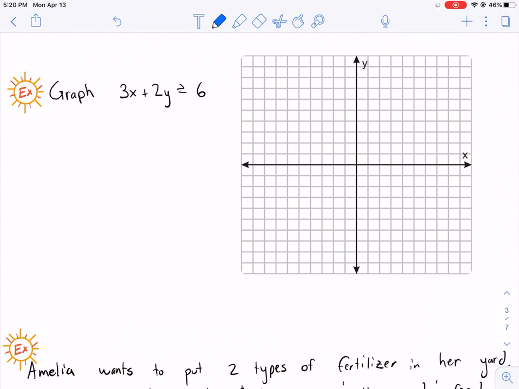So the first thing I'm going to do is subtract 3x from both sides. Once I get there, I get 2y is greater than or equal to 6 minus 3x. The y is not alone yet, so I need to divide both sides by 2. Y is greater than or equal to. Now it's by itself. Now, if I divide by 2, I need to apply it to both this and this because 6 and negative 3x are not like terms.